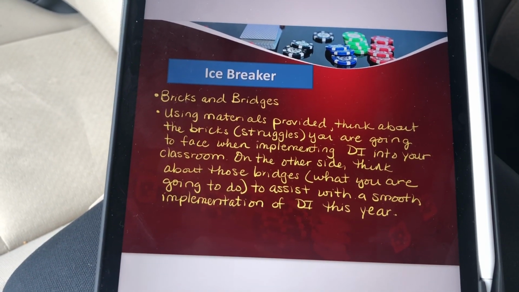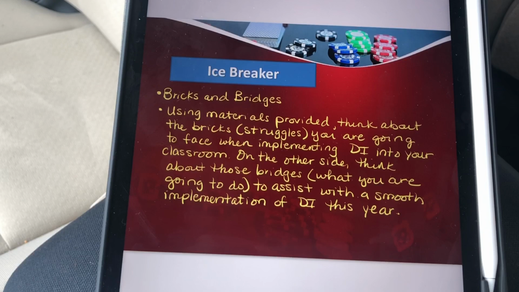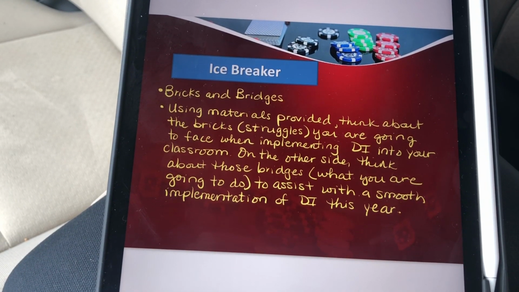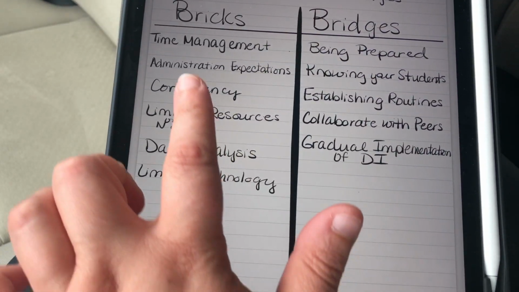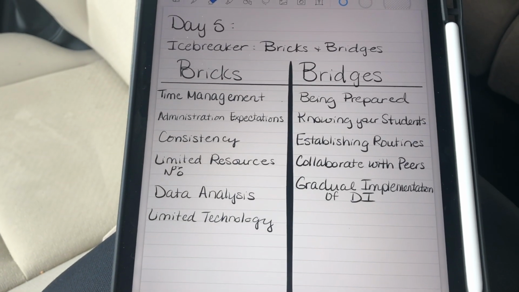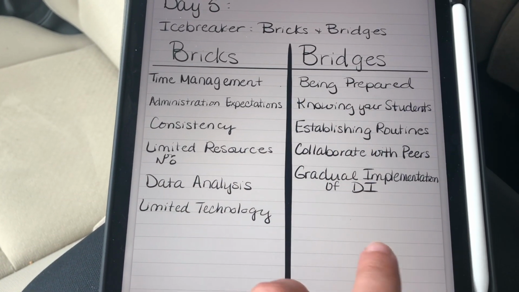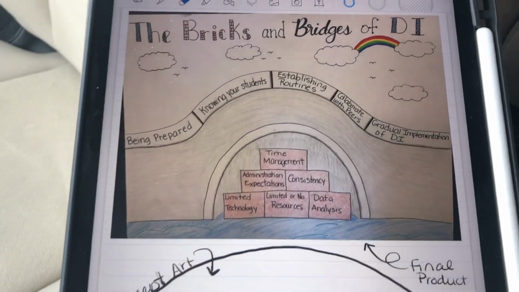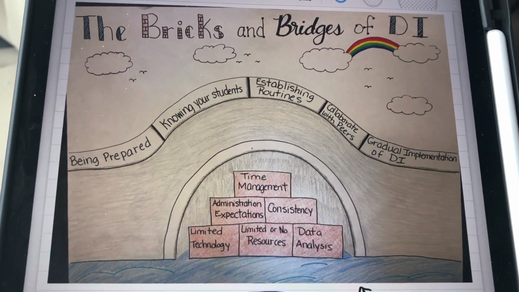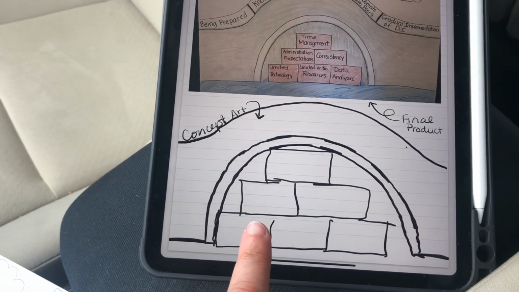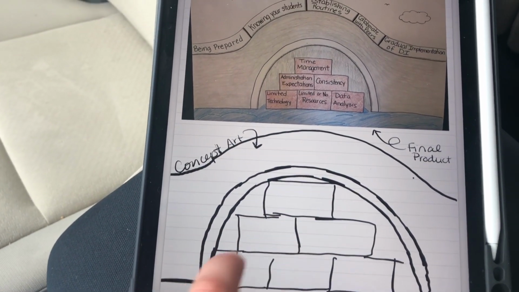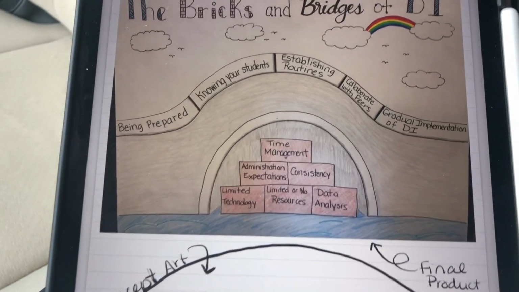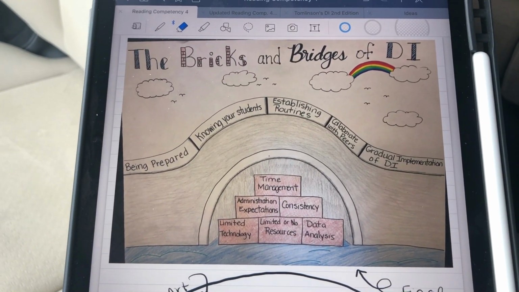All right, so then this morning we did an icebreaker called Bricks and Bridges, where we were talking about what would be some of the struggles. So the bricks were the struggles of implementing DI, and the bridges can help us overcome those struggles. So then our team created this actual representation. So this was the concept that one of my team members kind of thought of, and I just drew it after she showed me her drawing. And this is the final product that we created.